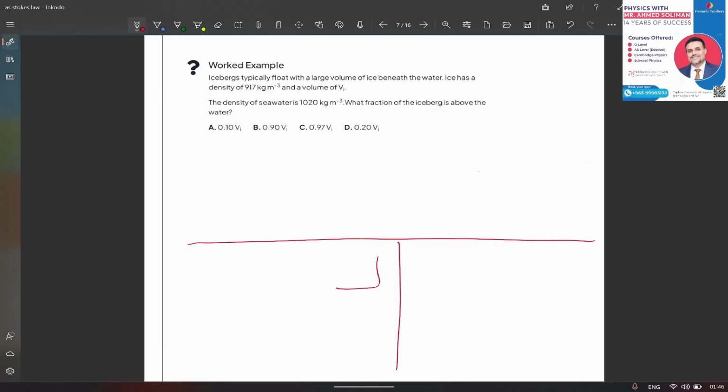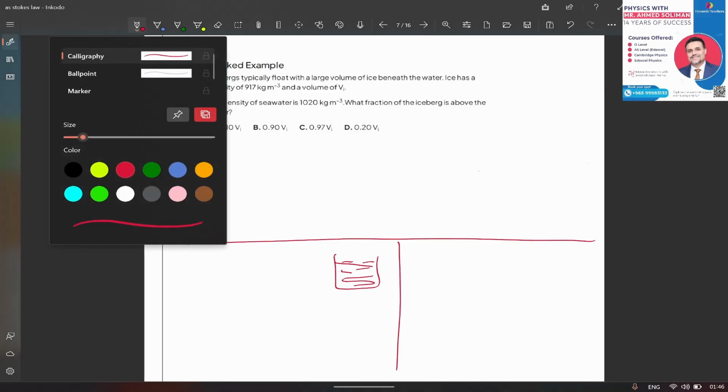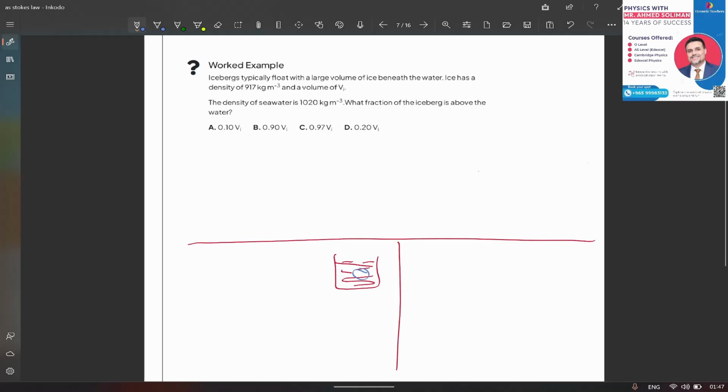Now, what if the object is drawn like this? This is the object. It's in the middle of the liquid. It is not at the total depth. So now we have the object totally submerged, but it is not at the bottom. It's just at the middle of the liquid.